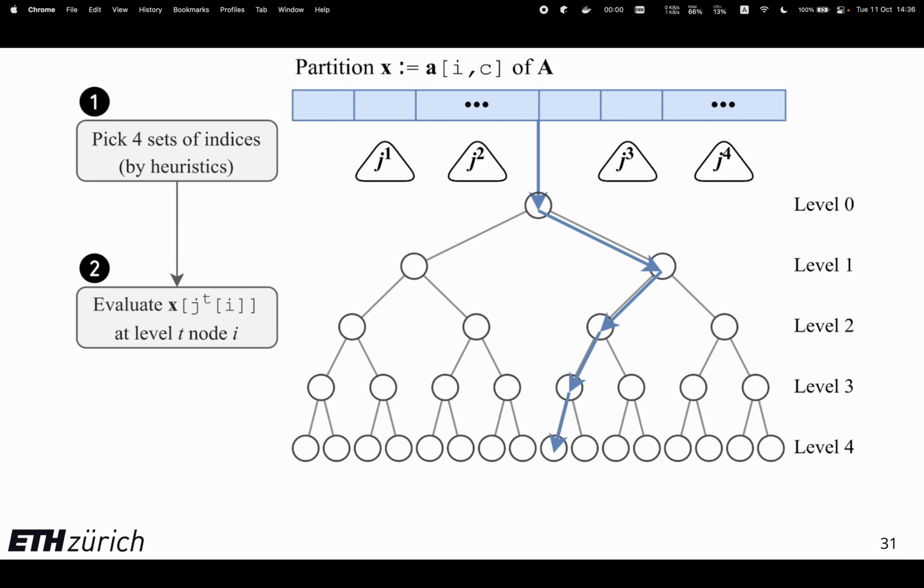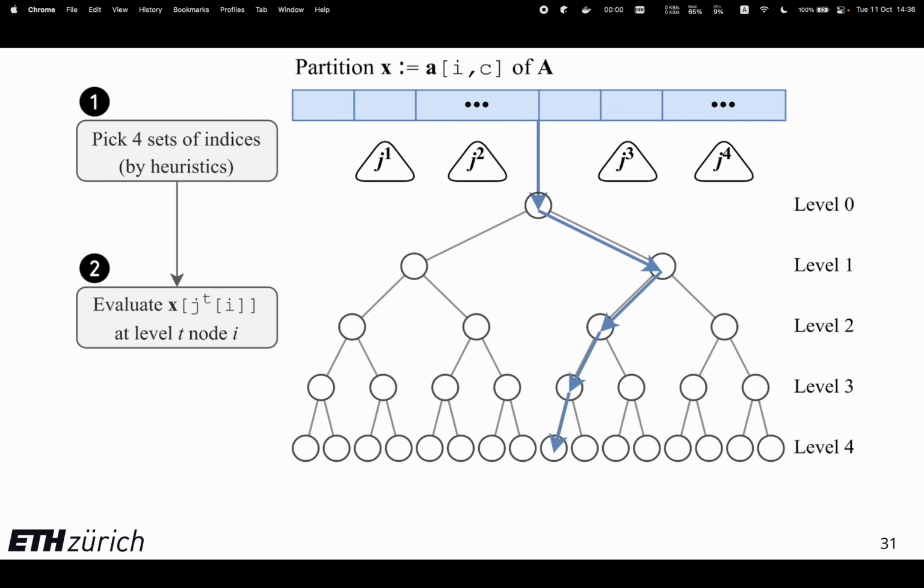The second step is to use the corresponding indices. For example, at level t, we use the set of indices J_t at node i, and we decide which branch we should go to next, the left branch or the right branch.